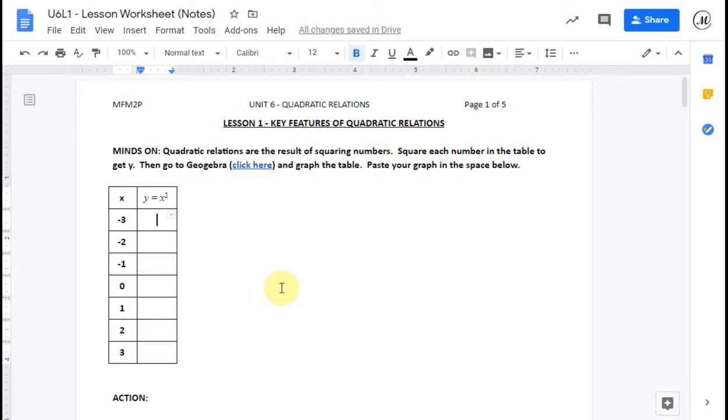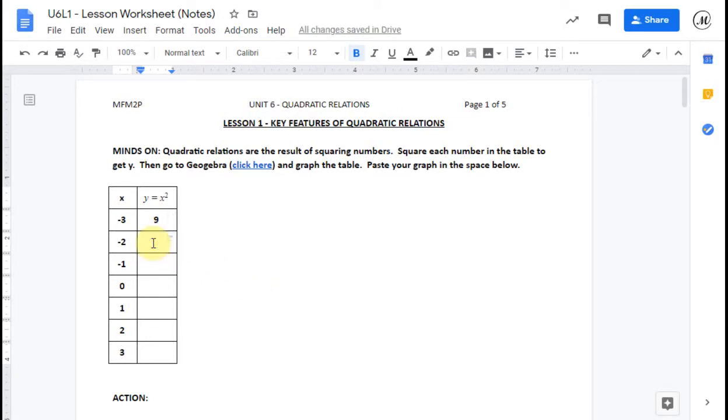Minus 3 squared, same sign, positive. In fact, when you square numbers, because you're multiplying the same number by itself, you're always multiplying two numbers that have the same sign, so you will always get a positive. So minus 3 squared is minus 3 times minus 3, which is 9.